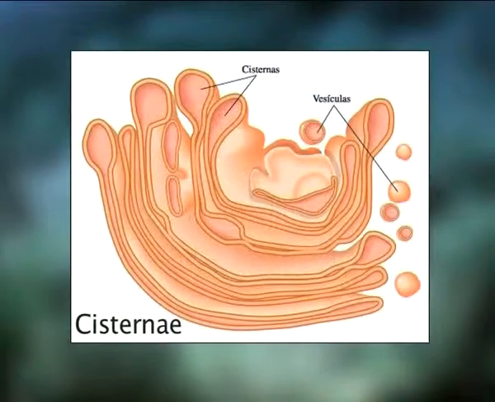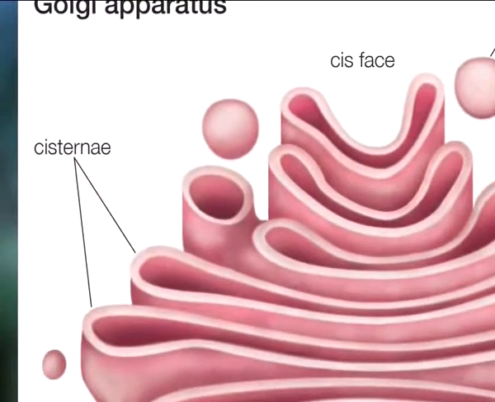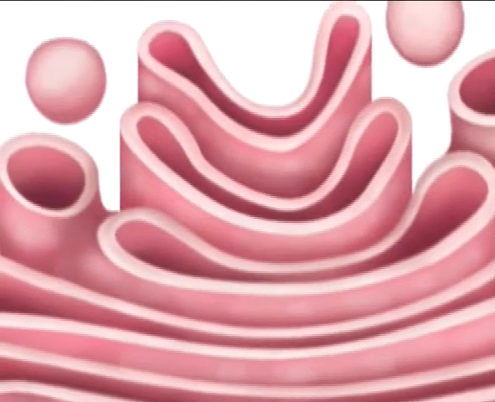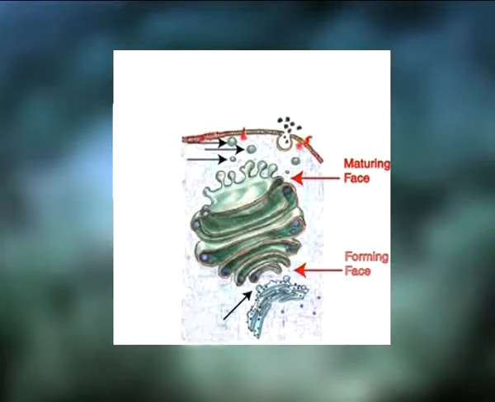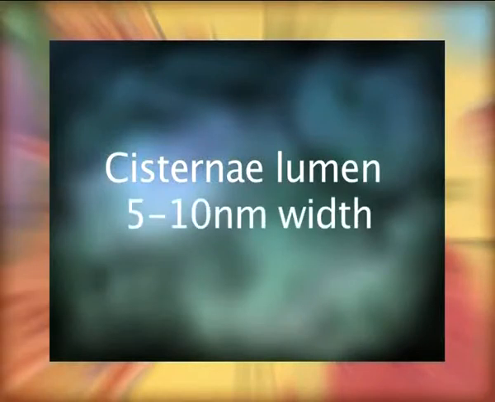Now, first of all, let us discuss briefly cisternae. Cisternae are membrane bound, curved, flattened sacs which occur in stacks of 5 to 8. The curvature gives a polarity to cisternae. There is a convex, formative phase, and a concave, that is maturation phase. The concave phase is towards the plasmalemma. A cisterna encloses a space or lumen of 5 to 10 nanometers width.